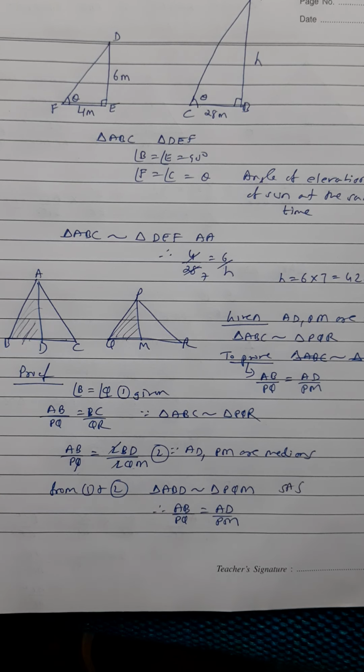Okay, so with this we finish the third exercise, and next we will be starting the fourth exercise based on the theorem: the ratio of areas of two similar triangles is equal to the ratio of the squares of their corresponding sides. That is also an important theorem, so that I will explain in the next video.